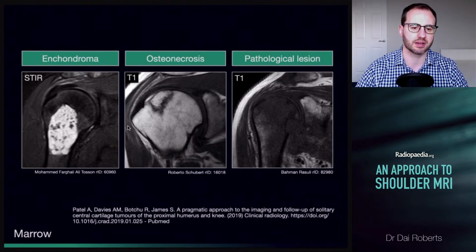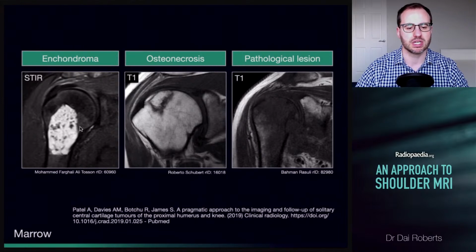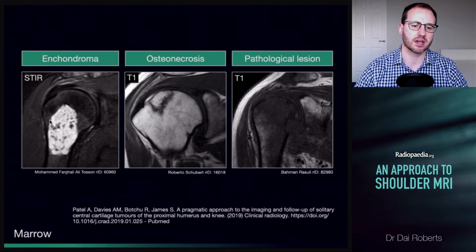Other things we should be looking out for are enchondromas, which are chondroid lesions. There's a really nice paper by the Birmingham group which talks about a pragmatic approach to these, and I really found it useful in simplifying and understanding and assessing these, and how frequently we should be following them up. And like all chondroid lesions, they're high signal on T2 weighted sequences.